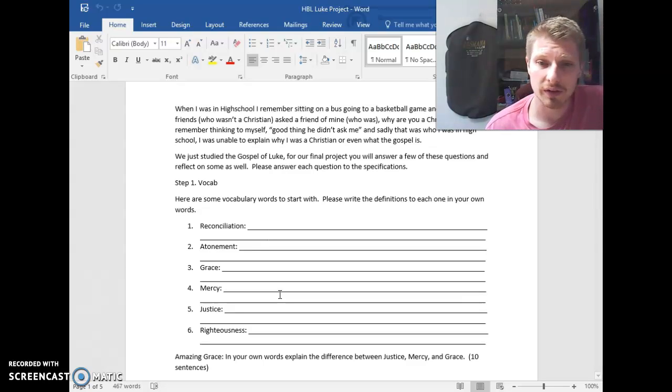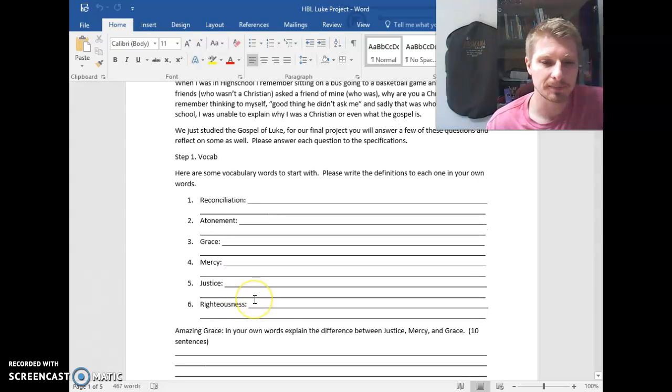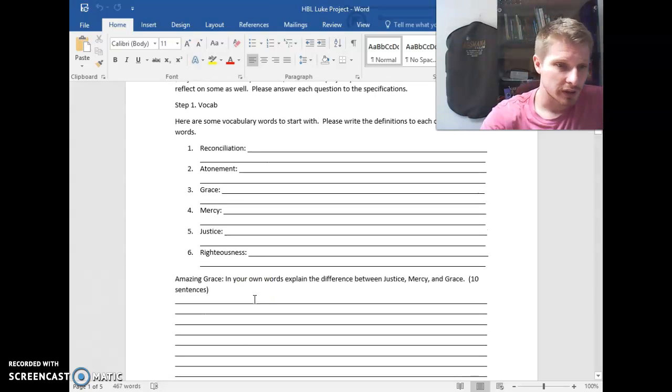This is where you write the definitions in your own words of these words. We talked about each one of these at some point. Reconciliation, atonement, we're looking at the temple and some sacrifices and what needs to be done. And then grace, mercy, justice, of course we talked about that.